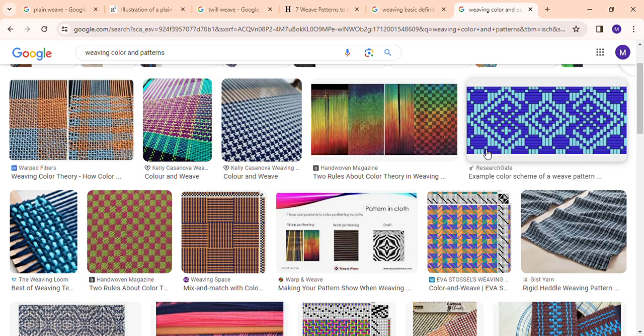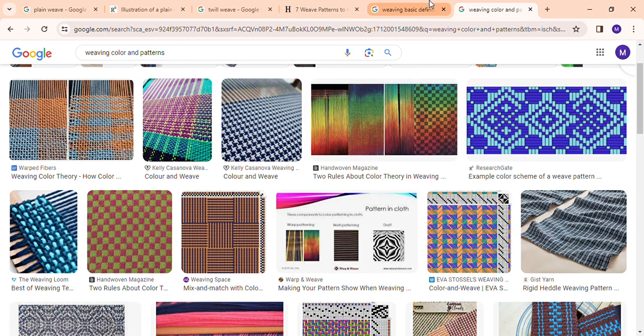But in this session, in part one, we only cover the traditional methods and their types, which will help you to produce your class assignment. So, first of all, as it shows on screen, a lot of different boxes are visible, with different patterns in two different colors: the plain weave, the twill weave, the check weave, and many more.